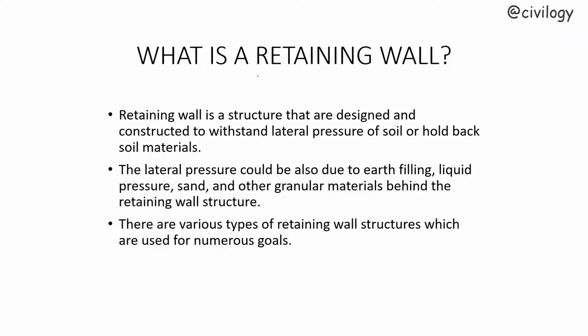What is a retaining wall? A retaining wall is a structure that is designed and constructed to withstand the lateral pressures of soil or hold back the soil materials. These lateral pressures could also be due to earth filling, liquid pressures, sand, and other granular materials behind the retaining wall structure. There are various types of retaining wall structures which are used for numerous goals.